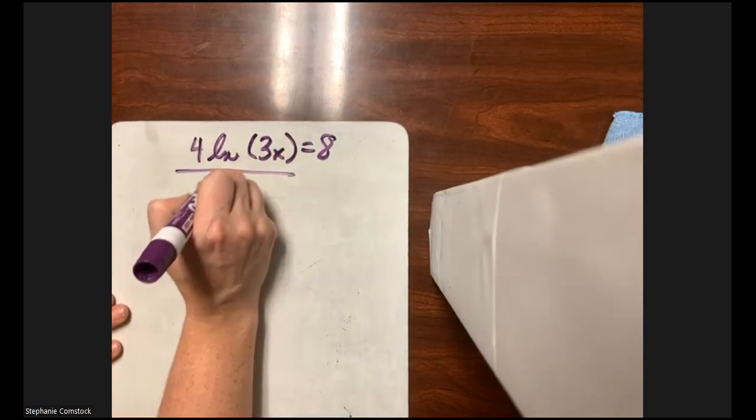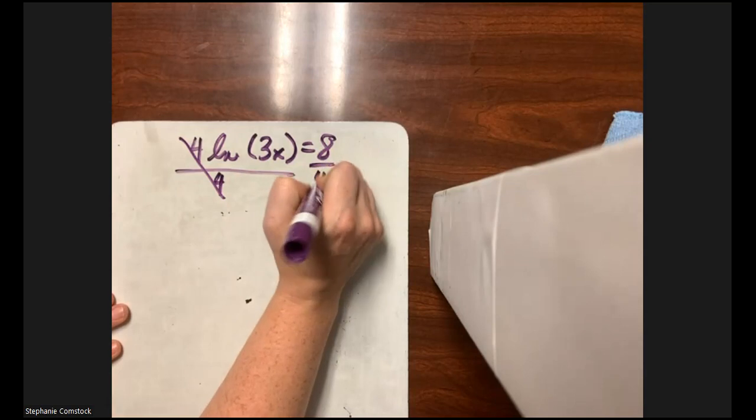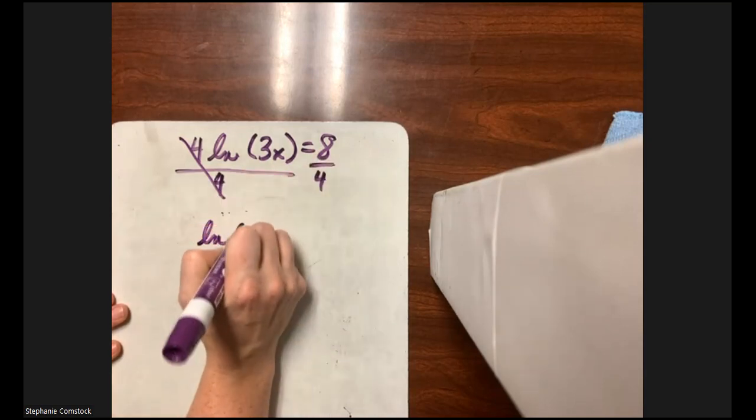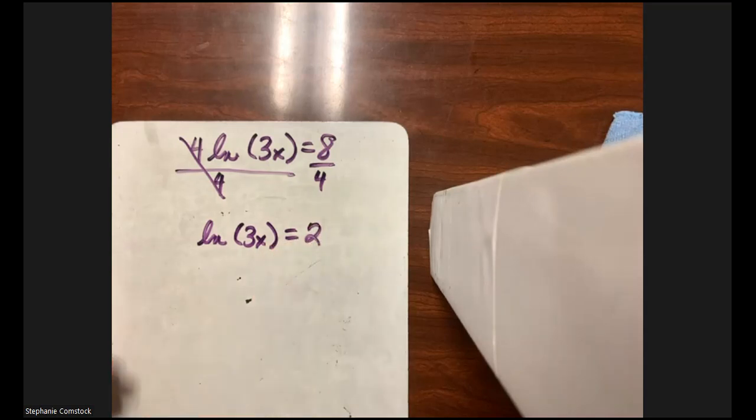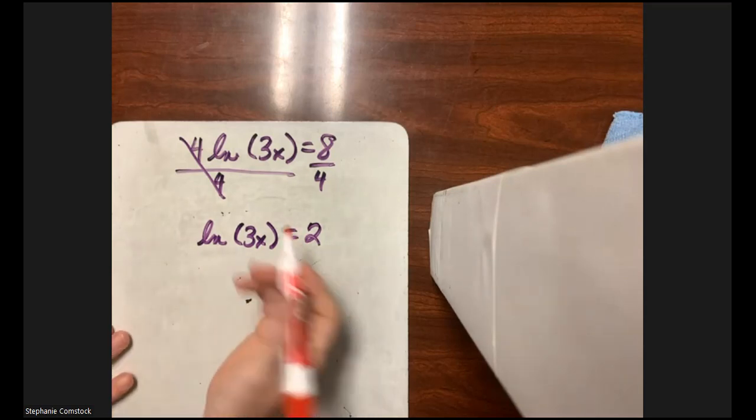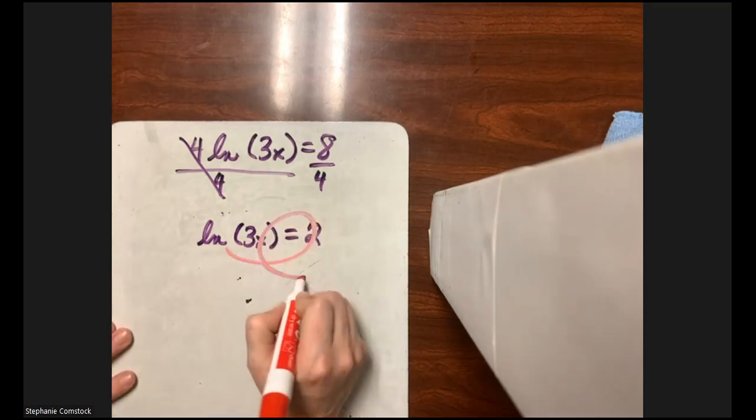So what I'm going to do here is divide the 4 off. So now I have natural log 3x equals 2. Okay. So now I've got a single log on one side, 2 on the other. There's my single item again. I'm going to do my little loop-de-loop.